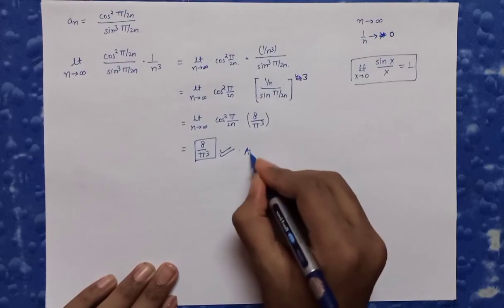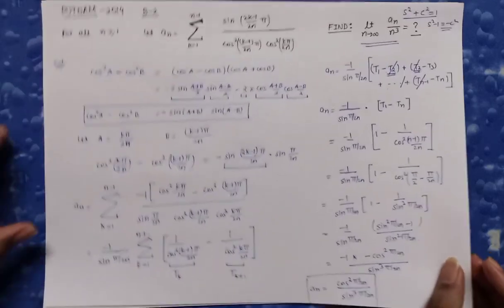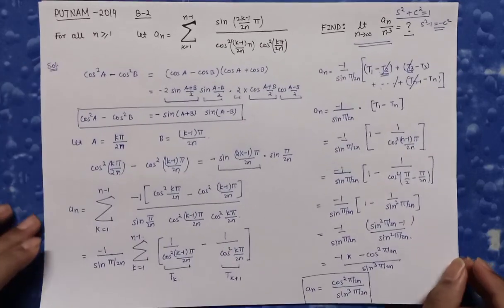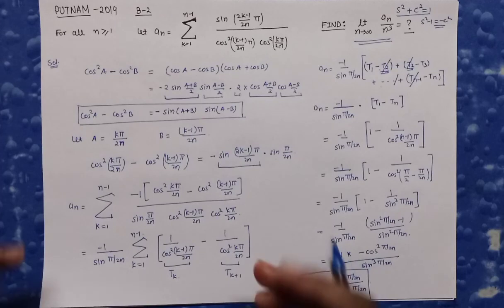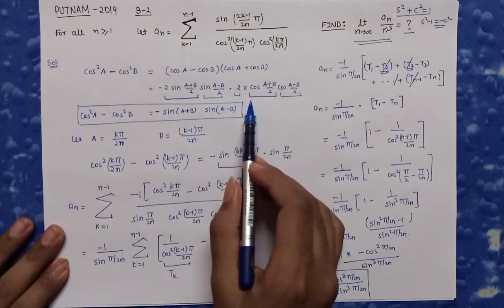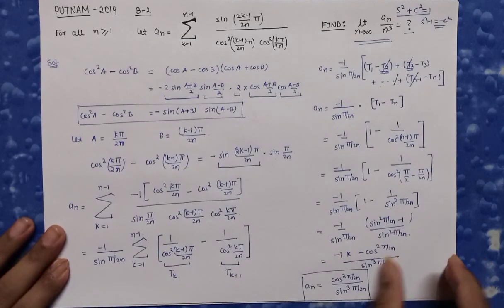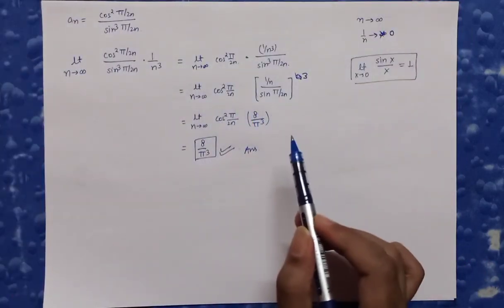So this is the answer and complete solution for my Putnam 2019 B2 problem, in which I think the main point was solving for an and the strategy which has to be used for a clear solution. Then we just have to solve the limits by using some casual methods.